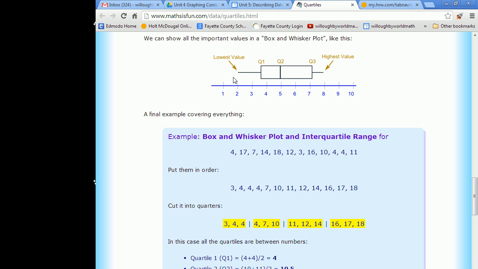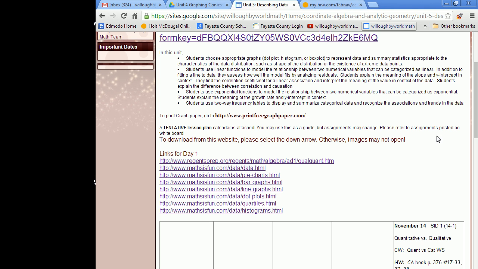And that's how we create a box and whisker. We plot the lowest value, we plot the highest value. We put a bar for the median, and that divides our data. We find the median of the lower half, that's our Q1. The median of the upper half, that's our Q3. And we connect them. And I'll show you exactly how to do that when we get there.